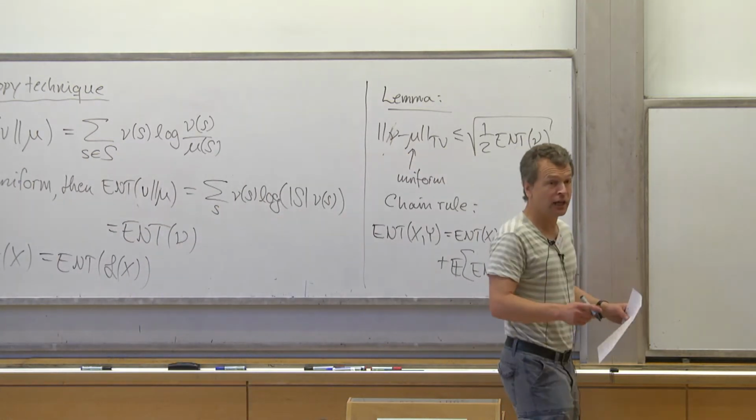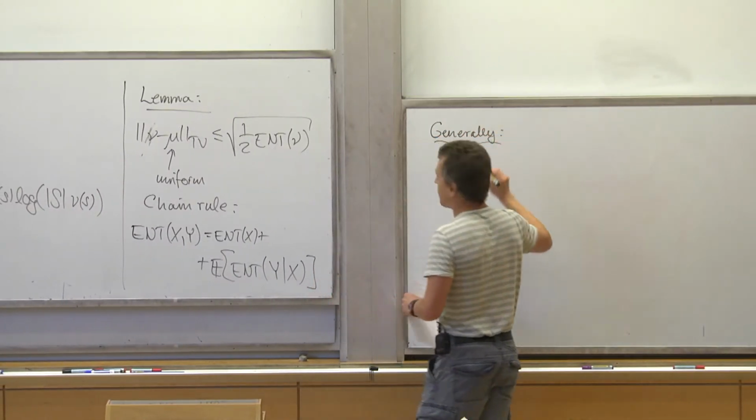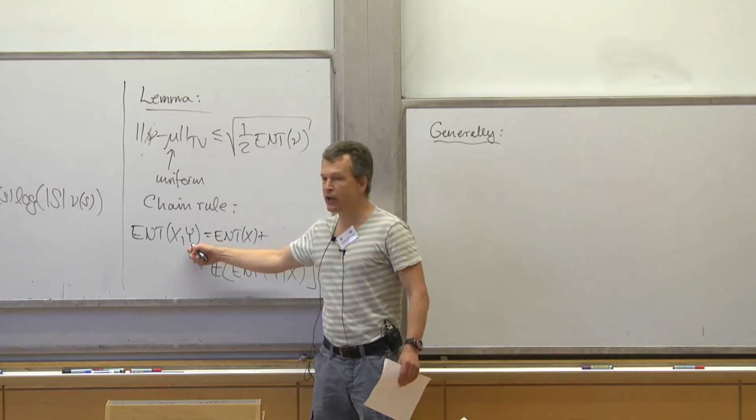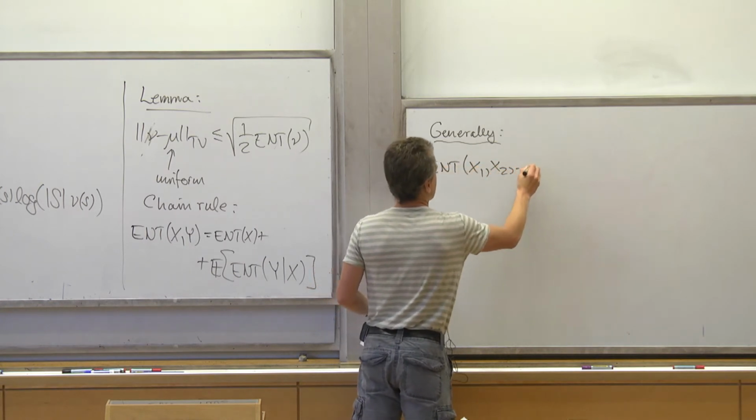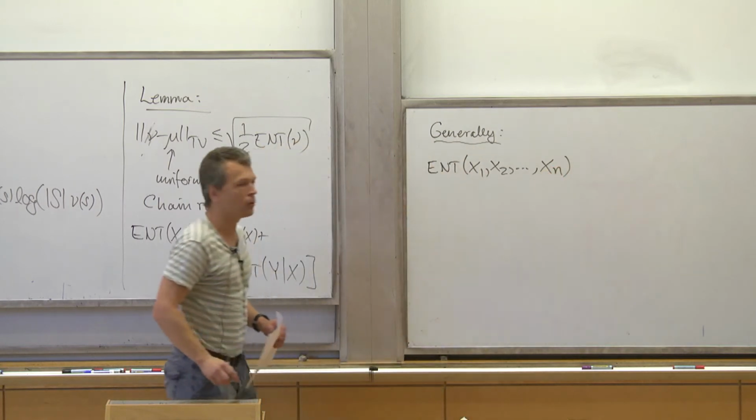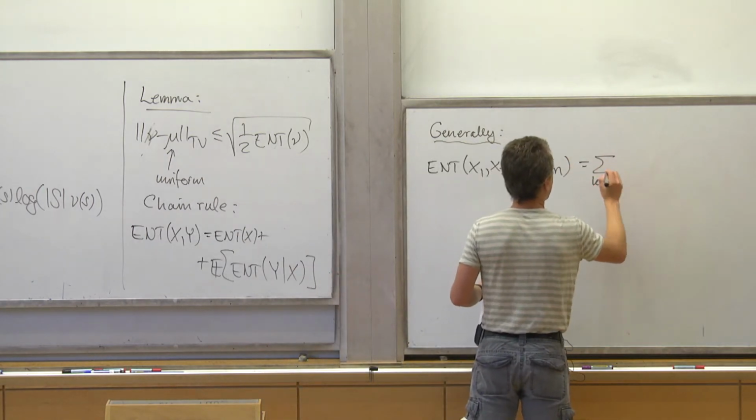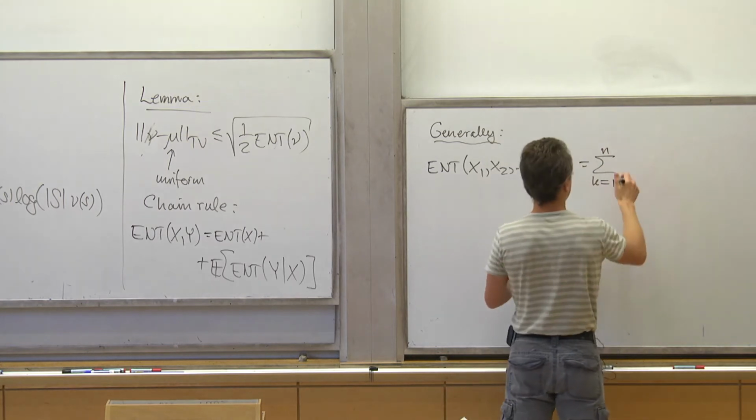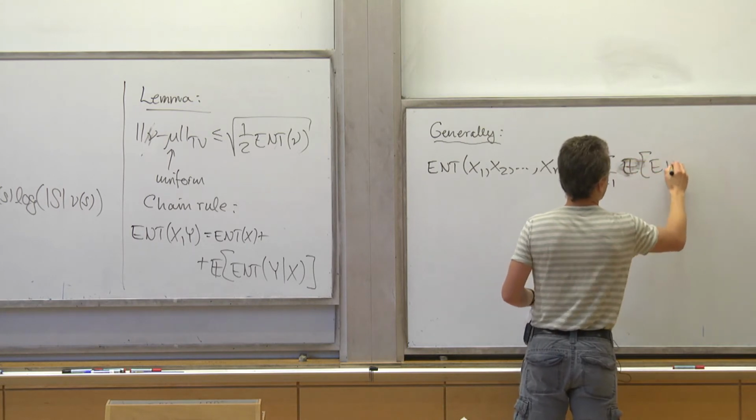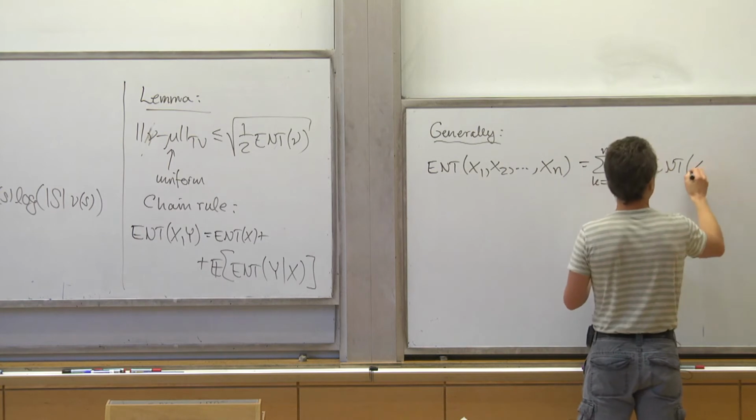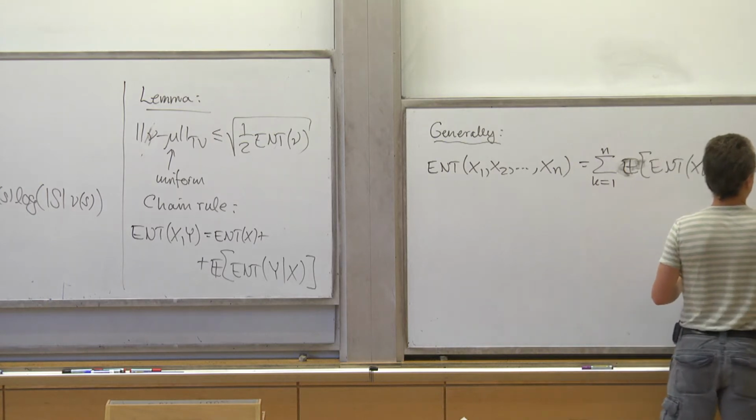I want a generalization of this. So if I have, instead of two random variables, n random variables, then we can write the entropy of the whole sequence as the sum, k goes from 1 through n, of the expected entropy of x k given x k plus 1, x k plus 2, up to x n.